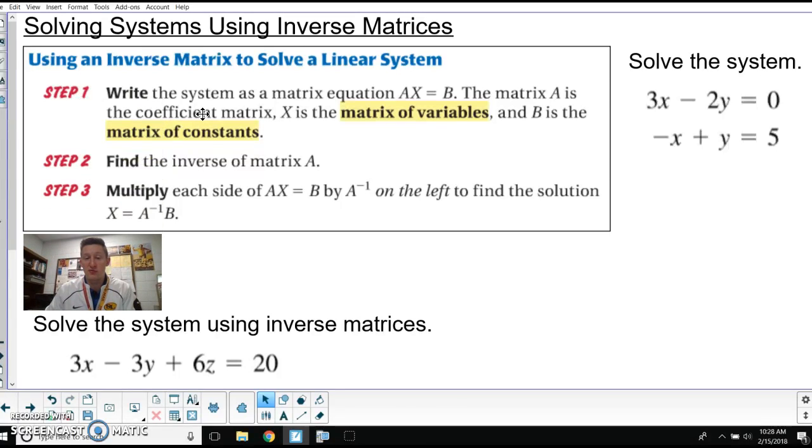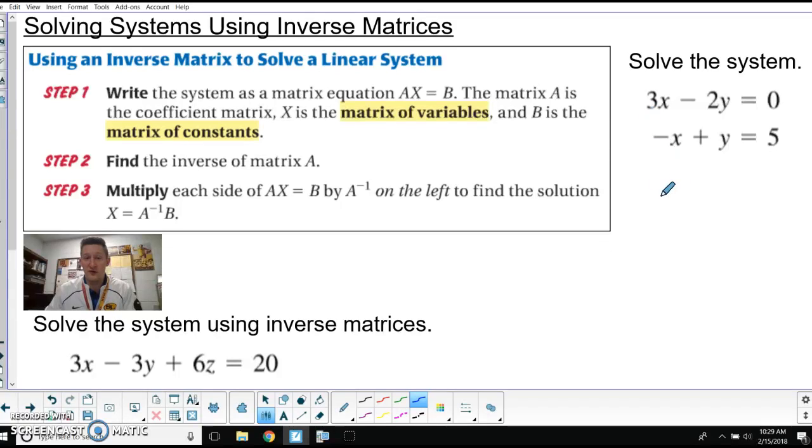So the box here outlines the process. Step one would be to write the system as a matrix equation where I've got matrix A times matrix X is equal to matrix B. So matrix A is going to be the coefficient matrix, X is the matrix of variables, and B is the matrix of constants. And I'll show you how this might look over here using this double system. So I've got two equations, two variables. I'm going to set up a system of matrices for this.